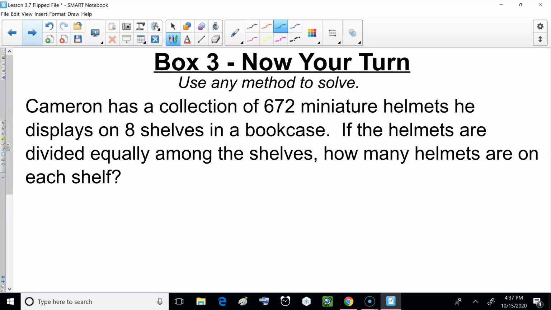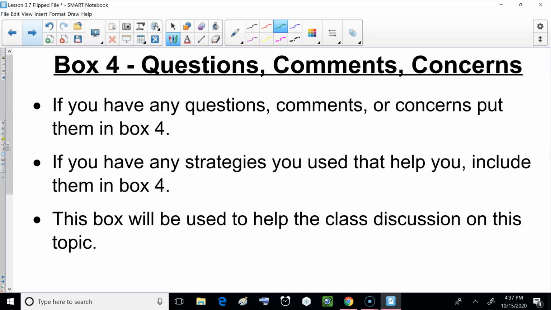And always a word problem, so we can build up our confidence understanding word problems to be able to solve. Cameron has a collection of 672 miniature helmets he displays on 8 shelves in a bookcase. If the helmets are divided equally among the shelves, how many helmets are on each shelf? So pause the video, read it again, do your work, and I'm curious to see what your answer is. Psst, and by the way, make sure you label it.